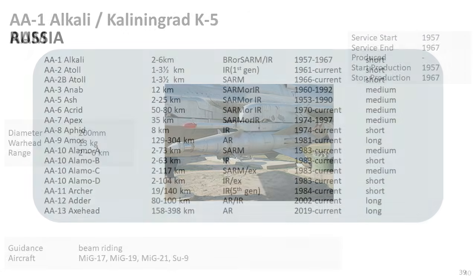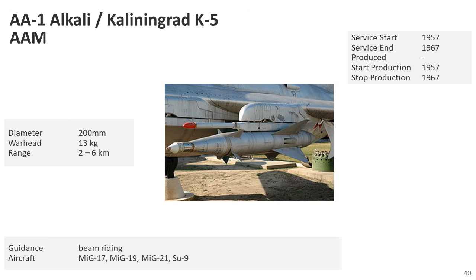The Kaliningrad K-5, or NATO reporting name AA-1 Alkali, was an early Soviet air-to-air missile. The difficulties associated with beam riding guidance, particularly in a single-seat fighter aircraft, were substantial, making the Alkali primarily a short-range anti-bomber missile.